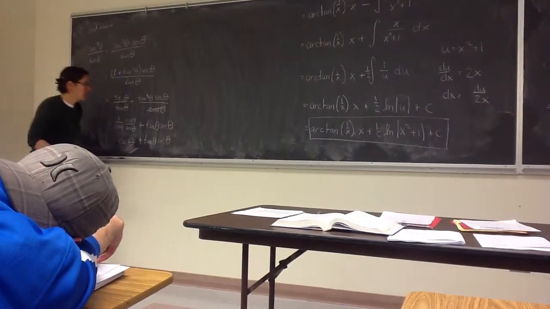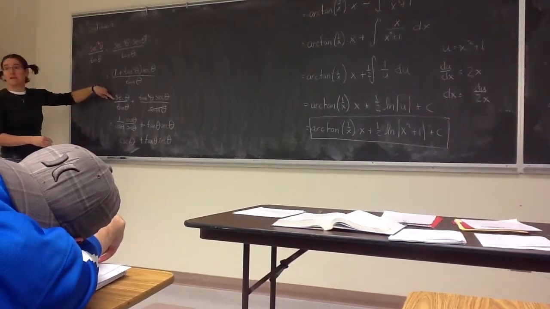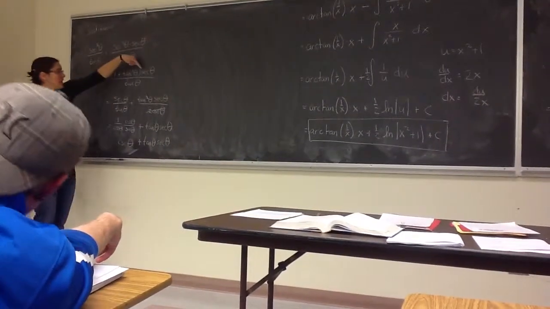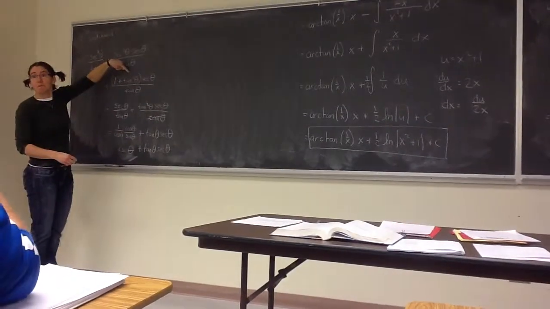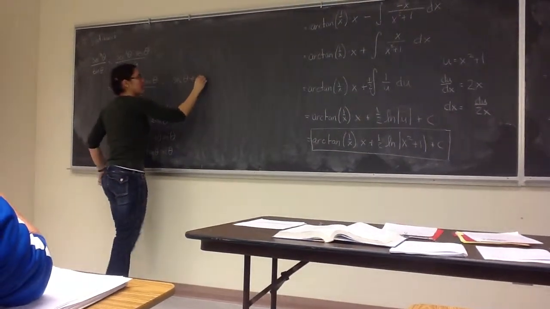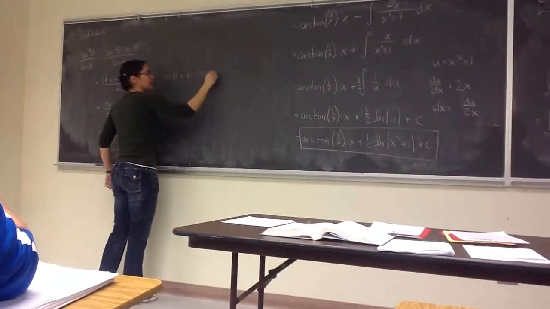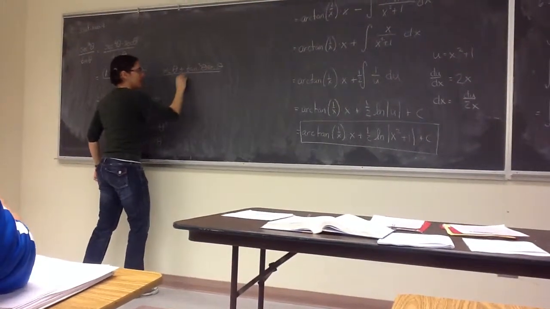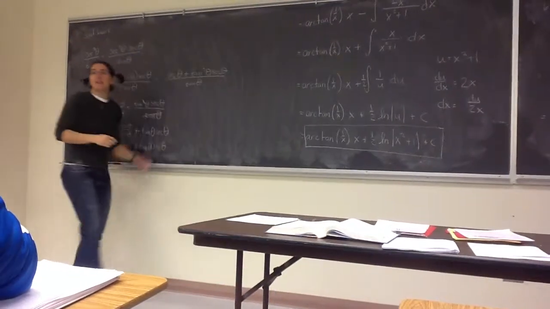How did you go from the 1 plus tangent squared theta to this line here? So the first thing I did is I distributed the secant theta through the top, so that I have secant of theta plus tangent squared theta secant theta, and then divided by tangent theta, and then I split it up.